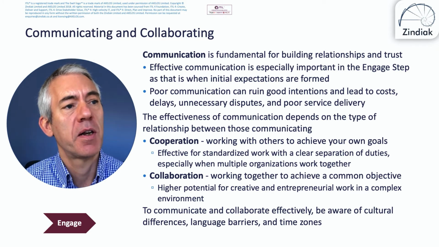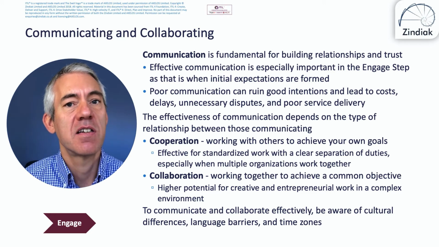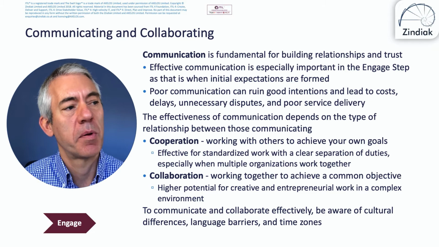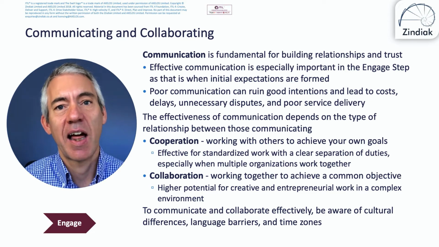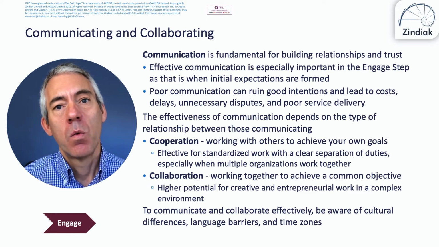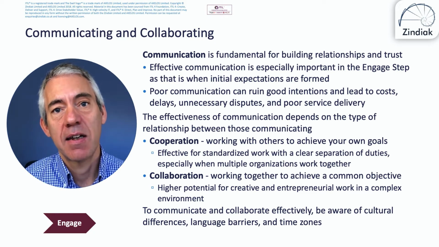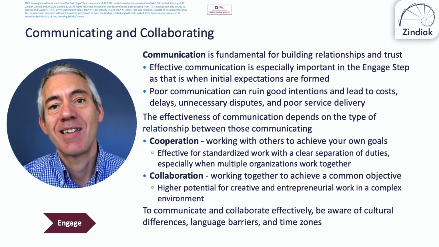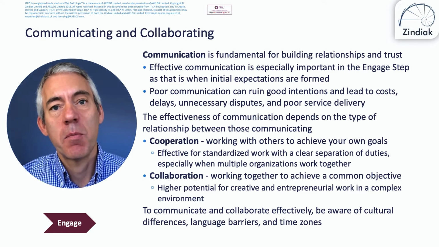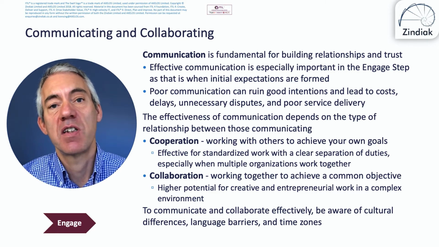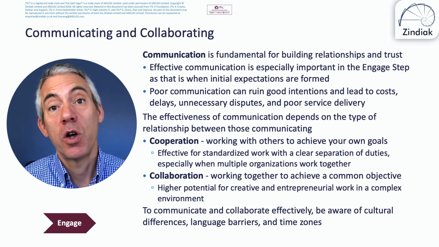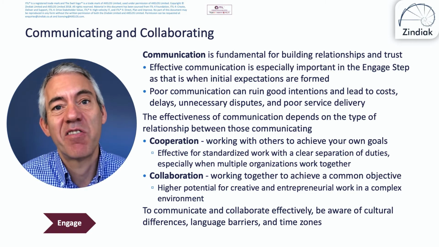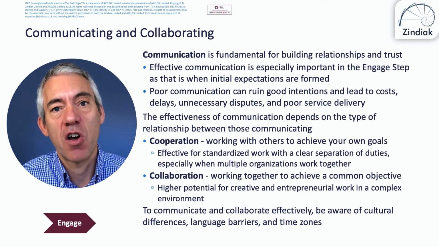The effectiveness of communication depends on the type of relationship between those communicating. So this is important. This is something I think might come up in the exam: the difference between cooperation and collaboration. When we're collaborating, the two parties have the same goal. So they have the same objective. They're collaborating to achieve the same ends. When we're cooperating, we're working together, but we have different objectives. Our goals and objectives aren't as aligned.